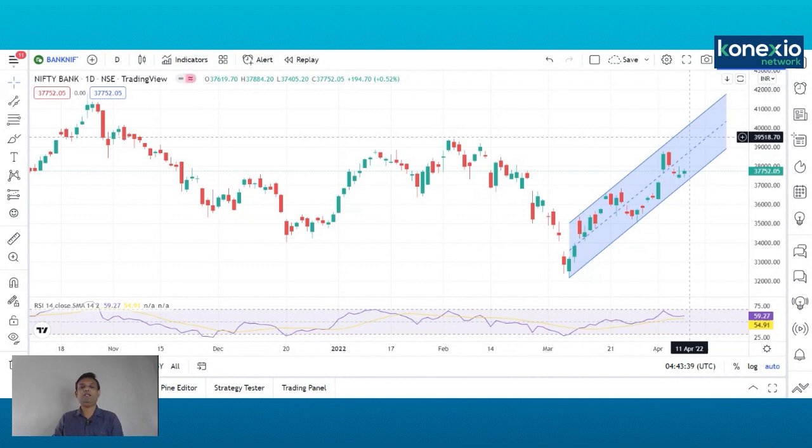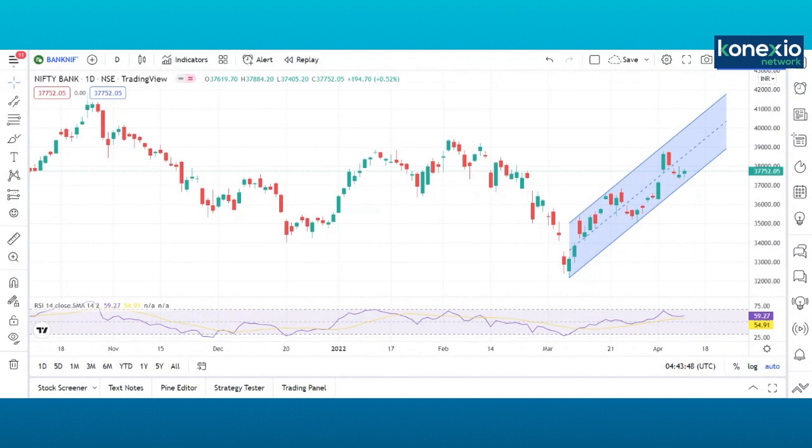So definitely the trend is intact. I mean to say the trend is positive, and dips should be used as a buying opportunity. Now let us discuss the important supports and resistance in Bank Nifty for the next week.